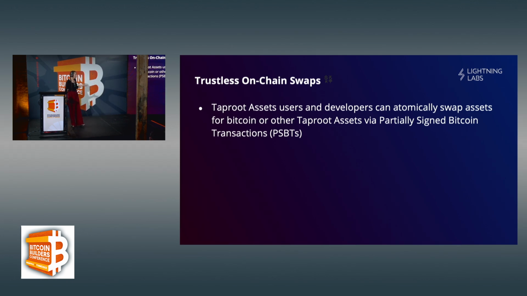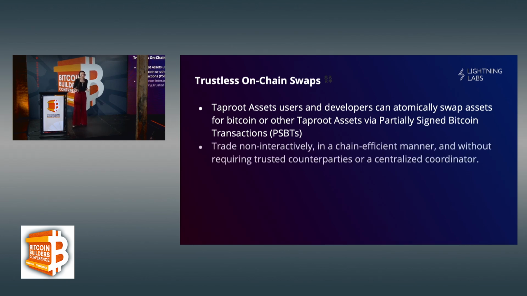And partially signed Bitcoin transactions, for those who aren't familiar, is exactly what the name says. It's just a way to coordinate with someone else on a Bitcoin transaction. So one party, say Alice, puts together a transaction, signs her inputs and her outputs, and then passes it along to Bob, who adds his information to the transaction and adds his signatures where appropriate as well.